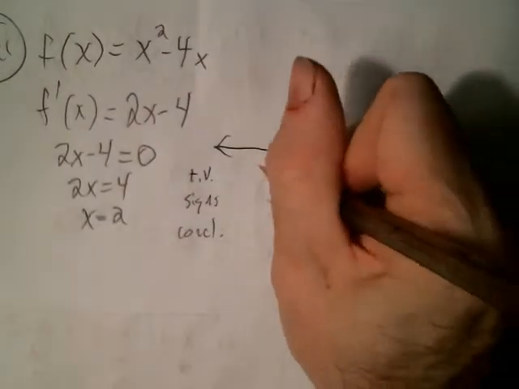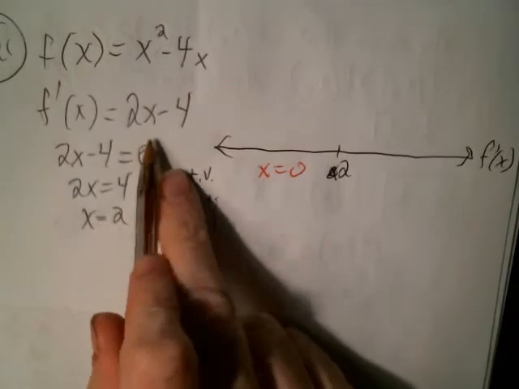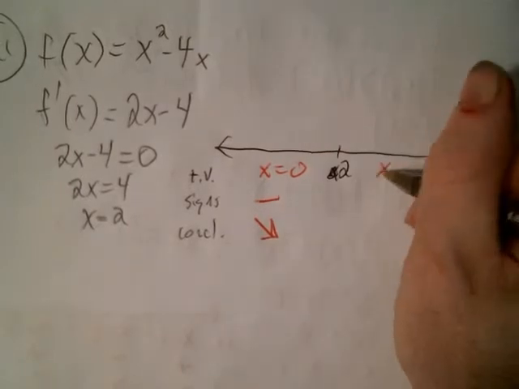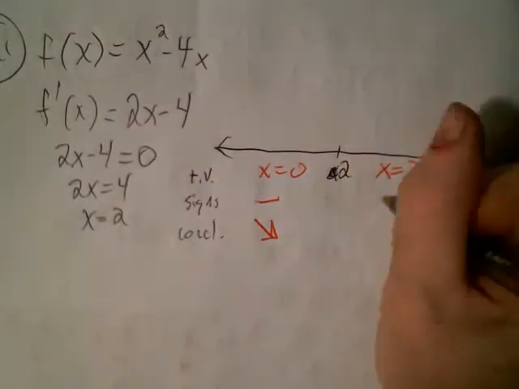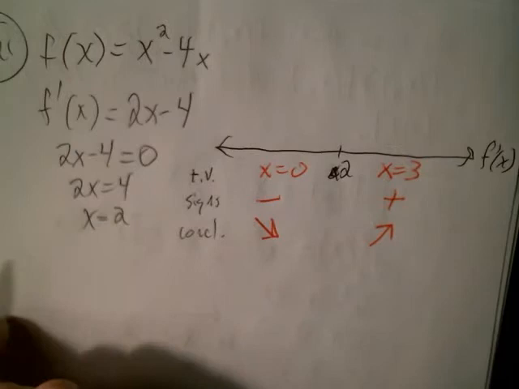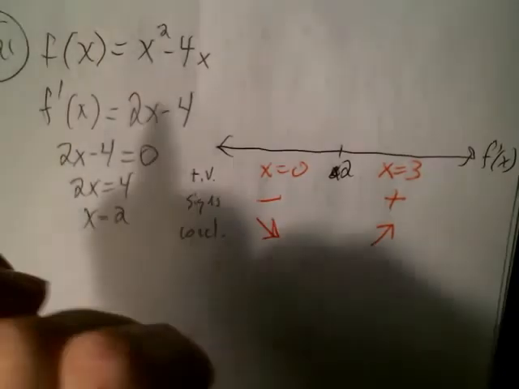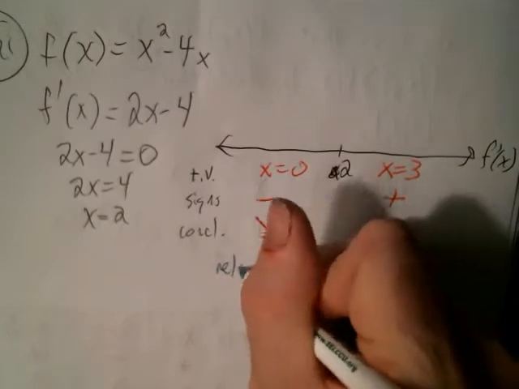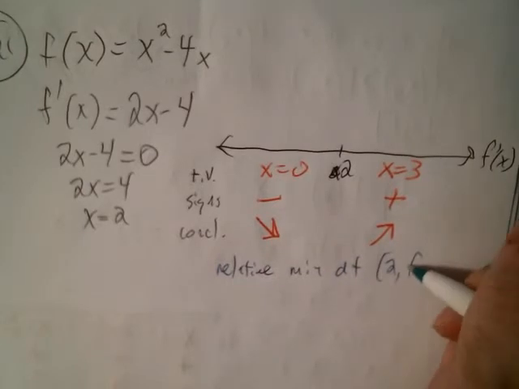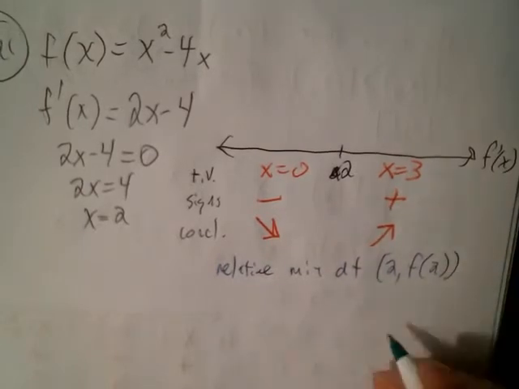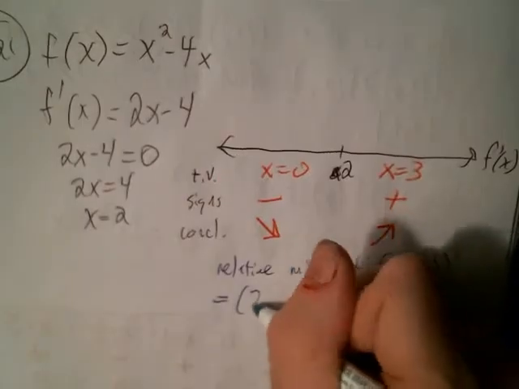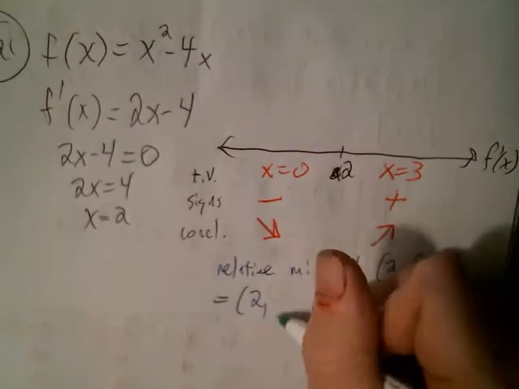All right, so try x is 0. I'm plugging it into my derivative. 0 minus 4 is negative, so it's going down. And then x equals 3. 6 minus 4 is positive, so it's going up. Okay, so it's going down and then up. It's like a valley, right? So there's going to be a min value there, and we'll write relative min at the point 2 comma f of 2. Okay. So it's basically the vertex. If you plug 2 back into our function, then it's 2 comma 4 minus 8 is negative 4.